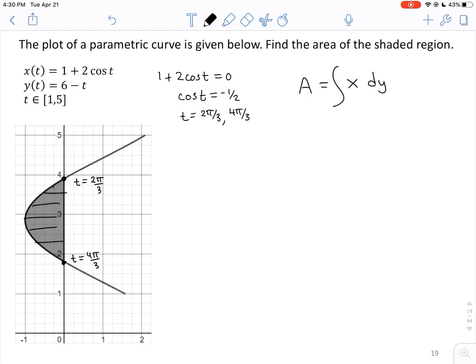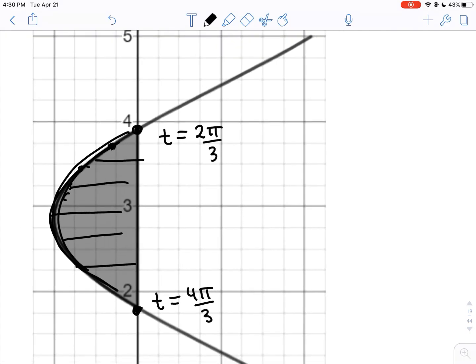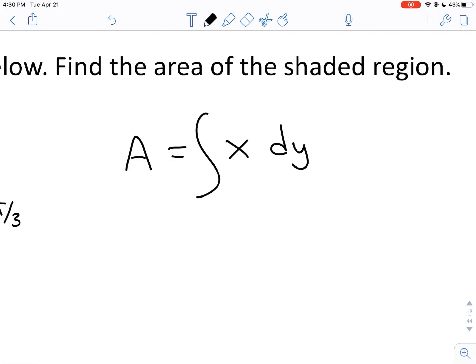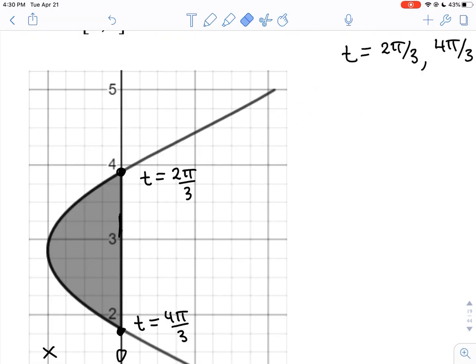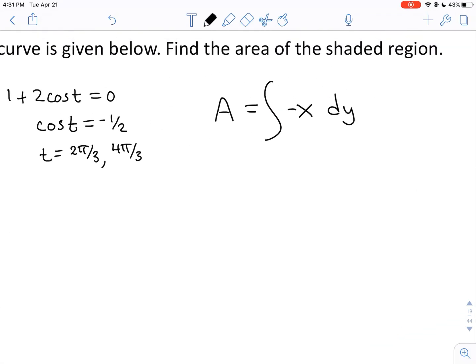However, on this time interval, all the points on this curve have negative x coordinates. So the x coordinate itself is going to produce a negative length. But if you do right minus left, it looks like you're just going to integrate negative x. So if I want a positive answer out of this, I actually have to integrate negative x here. Also notice that y is decreasing because this graph is drawing this way as time increases. So y prime is also negative because the y's are going down.